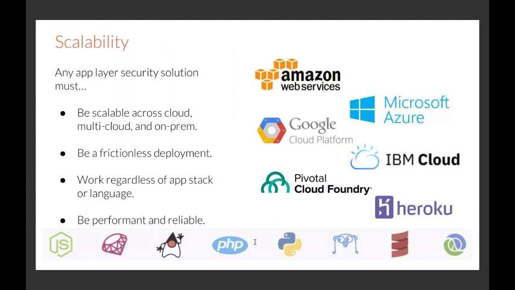Another piece of the puzzle for a solution in this space is scalability, of course. It needs to be able to scale across multi-cloud and on-prem, with a frictionless deployment, right? It has to be easy to deploy. Otherwise, the app teams will be resistant to cooperating and deploying the solution. And if it's easy for them to deploy, then they're going to be very happy to adopt it, right? Because dev teams want to have security as well, of course.